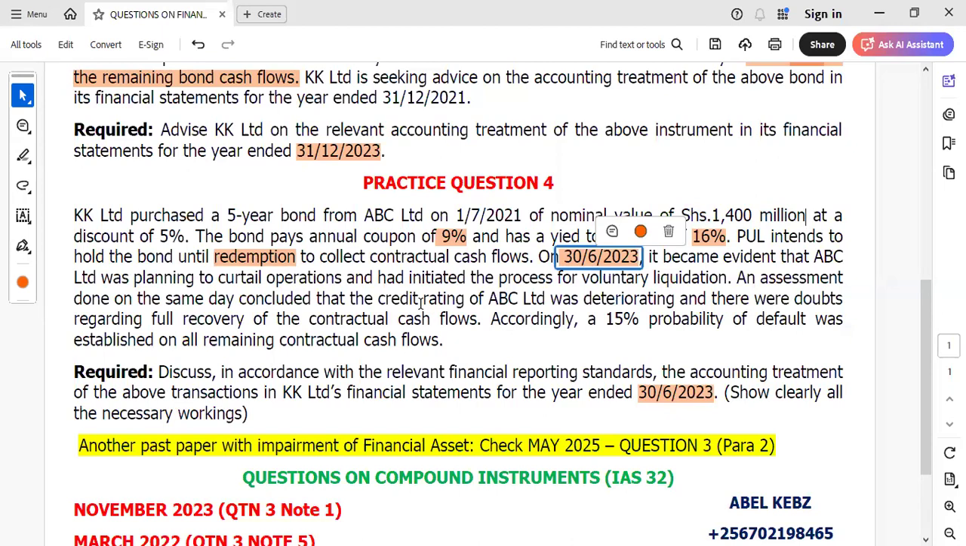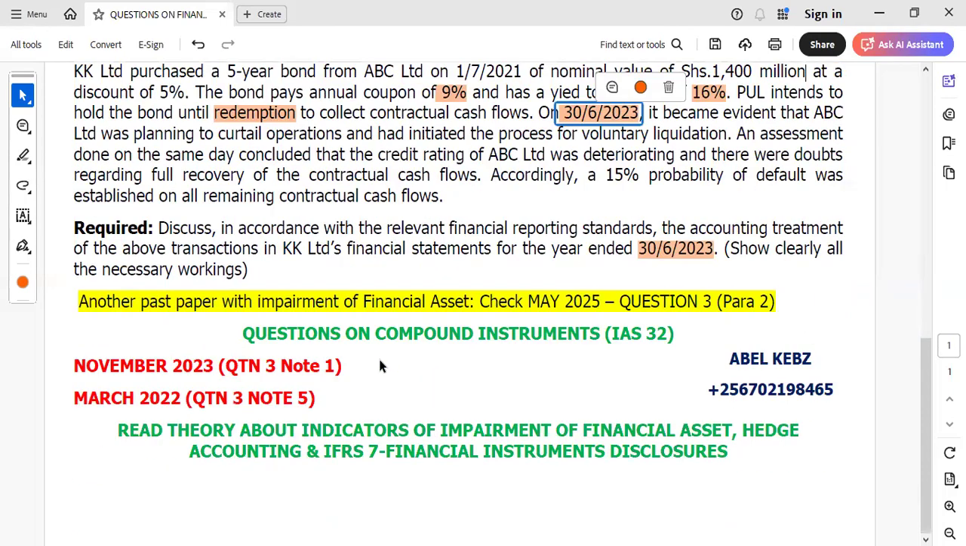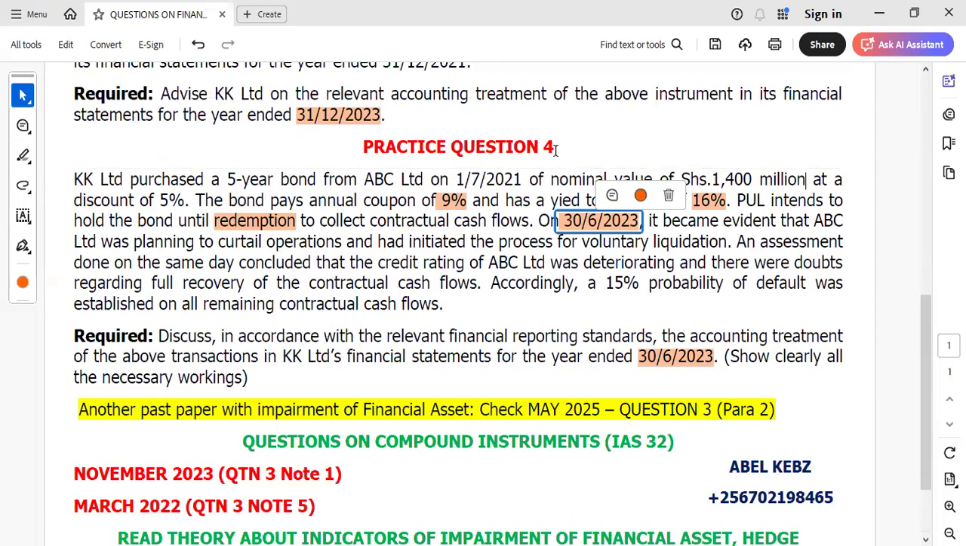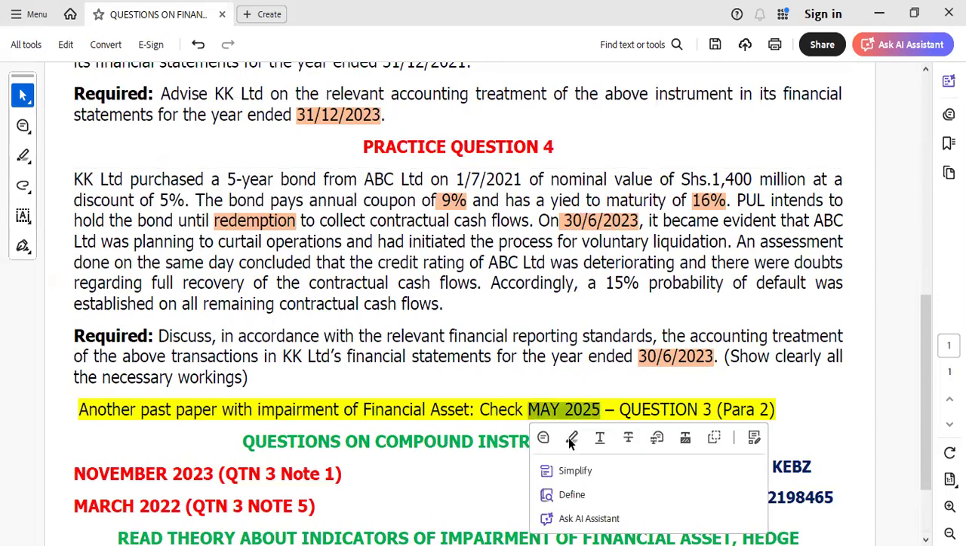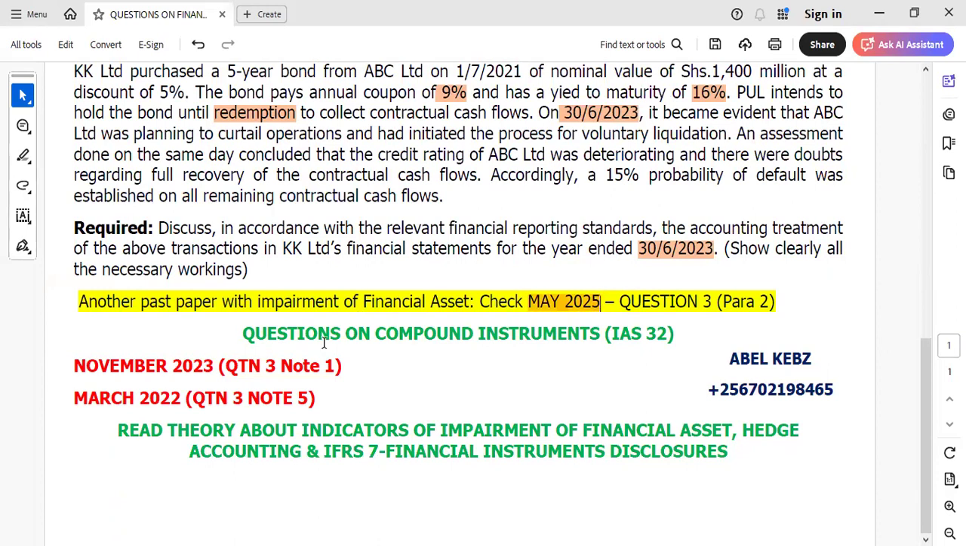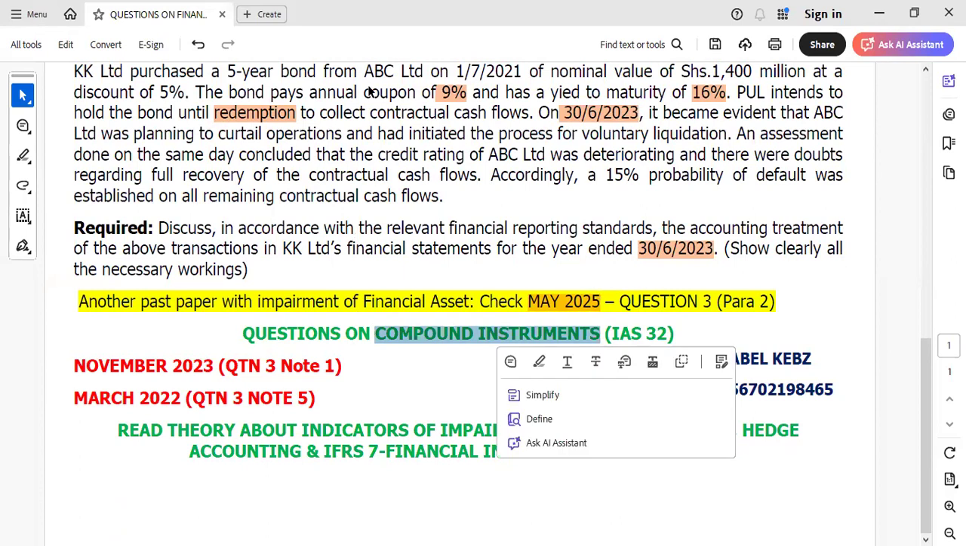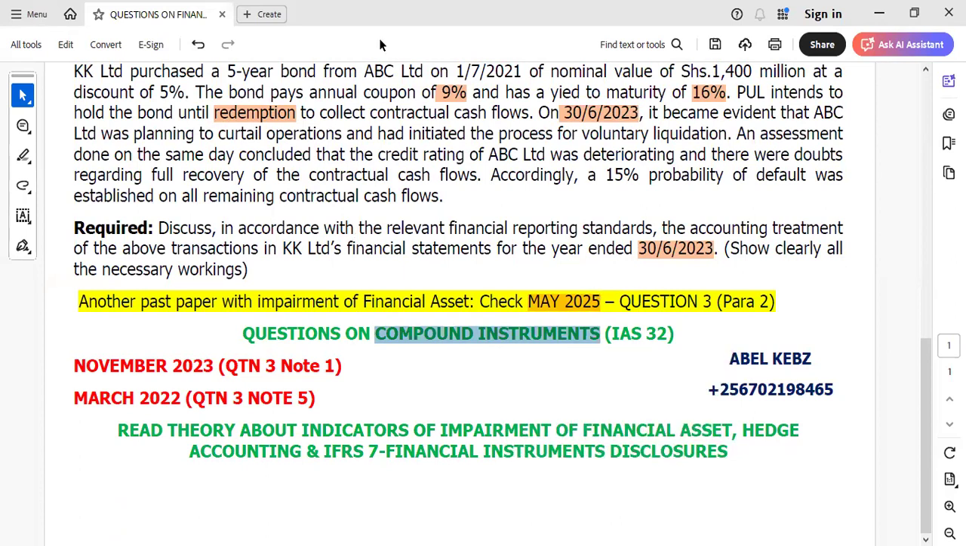Any other question? A break of how many minutes, 5 or 10? So as you try practice question 4 in your free time and May 2025, I believe now you have the hint. You try those 2 questions so that you can master the standard. Then let's have a break so that we can do the number 10, compound instruments, and that will be all. 10, eh?